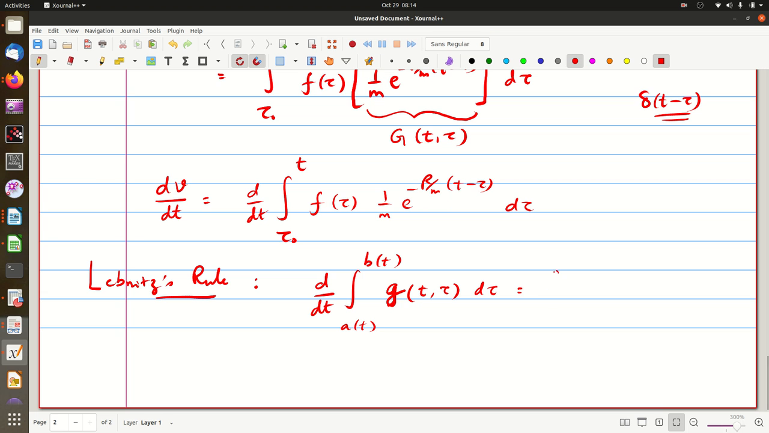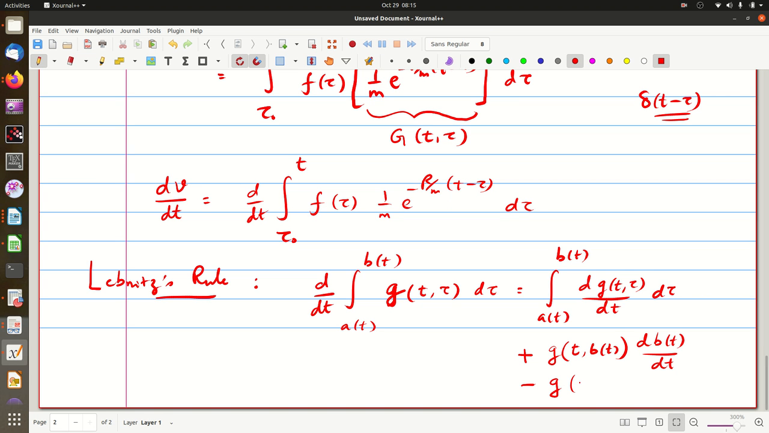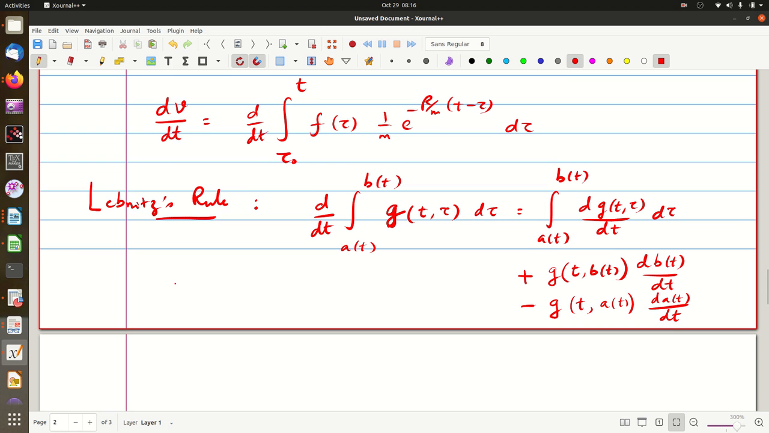then when you take this differentiation inside, you will have dg of t comma tau by dt d tau. You need to integrate this, and basically you will have two more terms. One is g of t comma tau, with tau substituted by b of t, times db of t by dt, minus g of t comma tau with tau substituted by a of t, times da of t by dt. So that is the Leibniz rule. We have to apply this rule and see what happens to dv by dt.